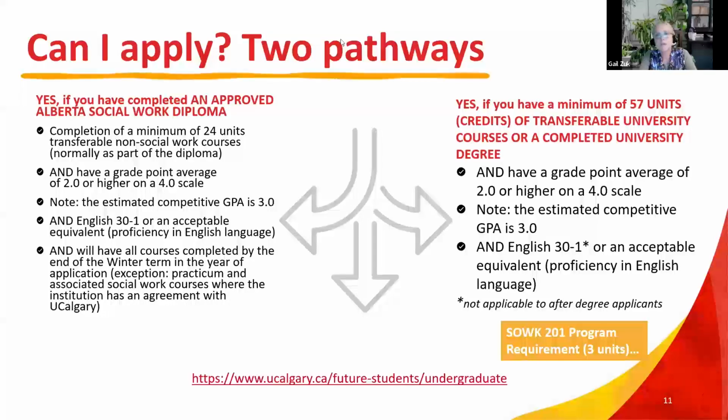Okay. Now, if you're an after degree applicant, obviously the 57 units, where you're transferring your whole degree, you're applying with your whole degree, but you still have that competitive GPA. So those of you who are university transfer students that do not have a degree, you need the 57 units, and then you need that Social Work 201, which is a program requirement. So you can do it prior, or you can do it during your program right at the front end. I always encourage you, if you do get a letter of offer from us for admission, that you get that Social Work 201 out of the way as soon as possible, because it can hold up your progression into other courses.